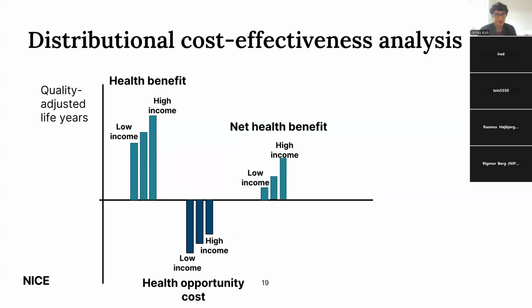What distributional cost effectiveness analysis does is break down these three components. You look at differences in the health benefit and differences in the health opportunity cost, and that gives you a distribution of net health benefit over social groups. I've got income groups labeled here, but it doesn't have to be income groups. It can be other socioeconomic characteristics, ethnicity, etc. It's effectively like subgroup analysis in a way, but in terms of social characteristics rather than clinical characteristics.